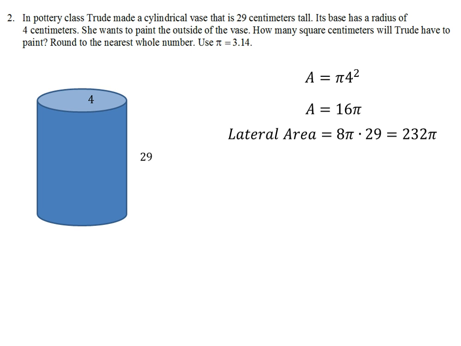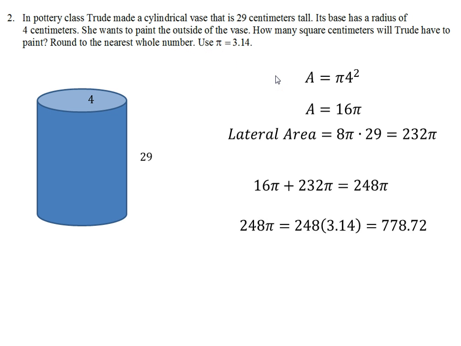So to find the area of everything that's being painted, we're going to add the 16 pi, the area of the base, and the lateral area together and get 248 pi. This is an exact value. They want us to use 3.14 for pi and round it to the nearest whole number. So we're going to do this.